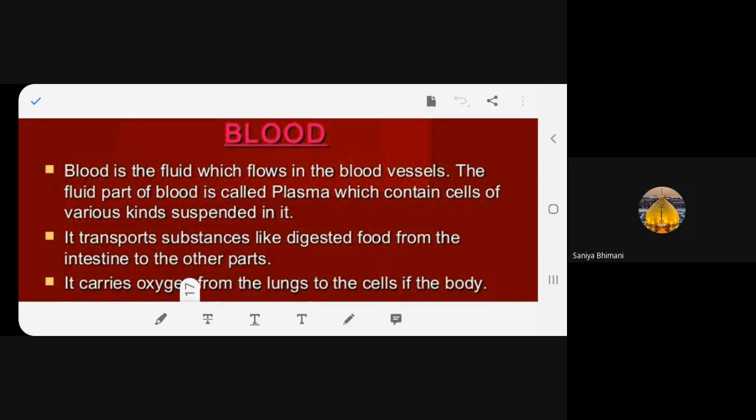Blood is a fluid which flows in the blood vessels. The fluid part of the blood is called plasma, which contains cells of various kinds suspended in it.